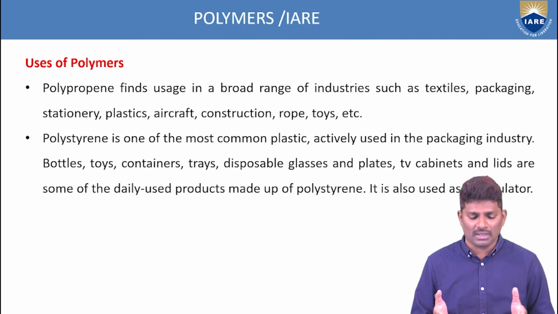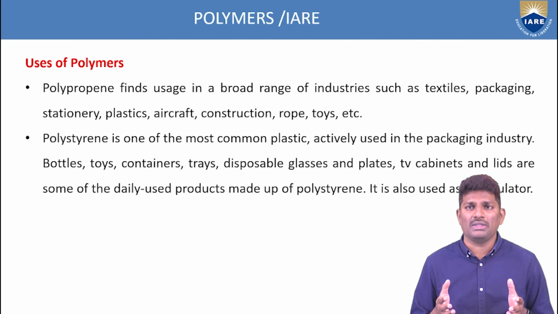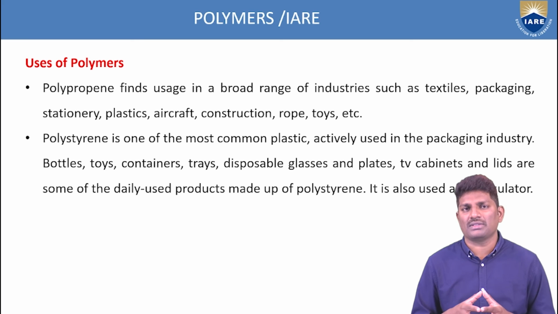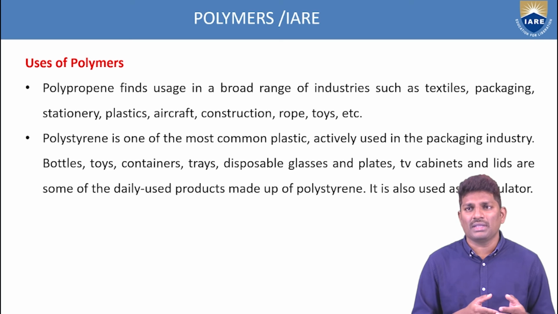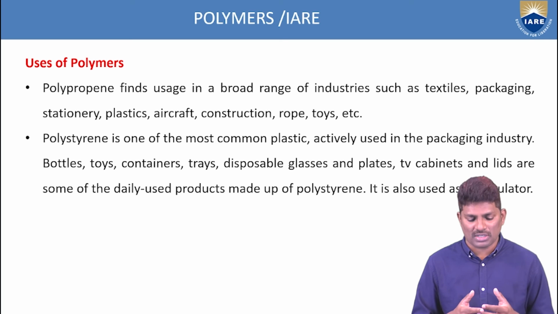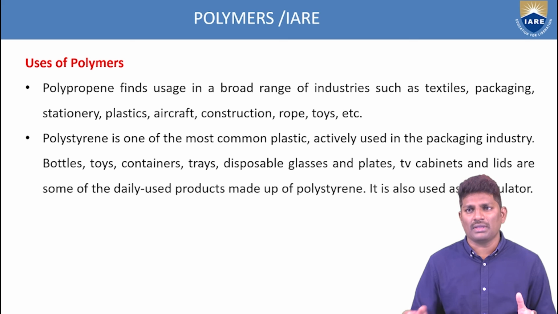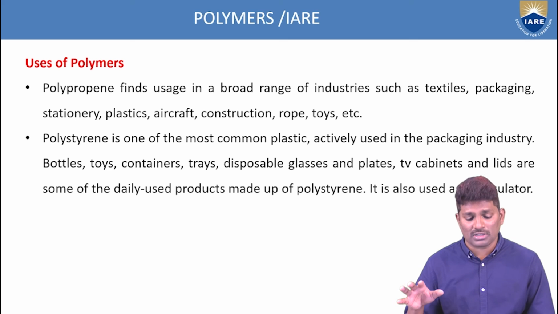So polypropylene is being used in most of the textiles, even the packing industries, the plastic, aircraft, the constructions, ropes and toys. And polystyrene is used in packing industries like bottles, containers, trays, disposable glasses, plates, lids, which you are using in the daily products. So all these are wide applications we have with the polymers. And also this polystyrene, in some cases, is used as an insulator.